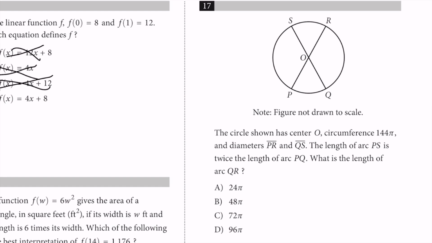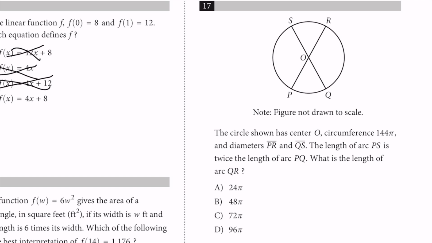The circle shown has center O, circumference 144 pi, and diameters PR and QS. The length of arc PS is twice the length of arc PQ. What is the length of arc QR? All right, so what do we know? We know the circumference, which is the distance around the circle, is 144 pi. The arcs are going to sum to 144 pi.